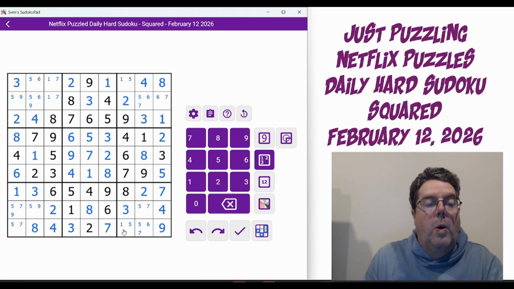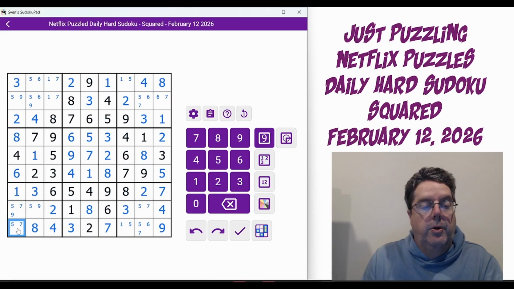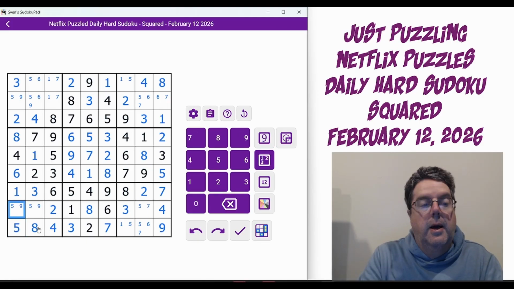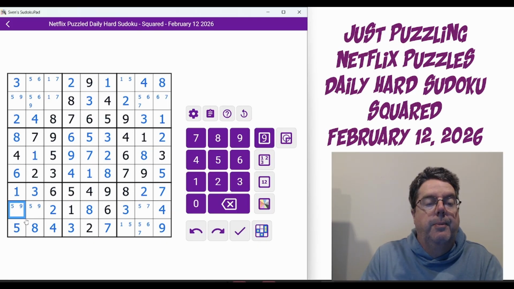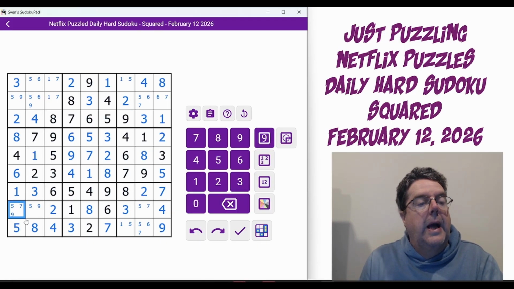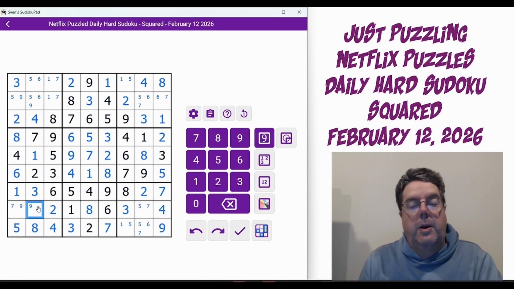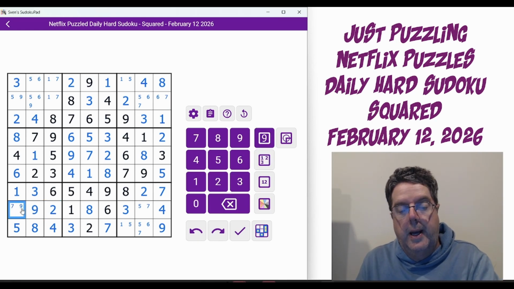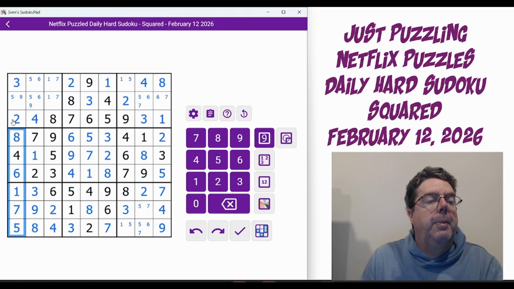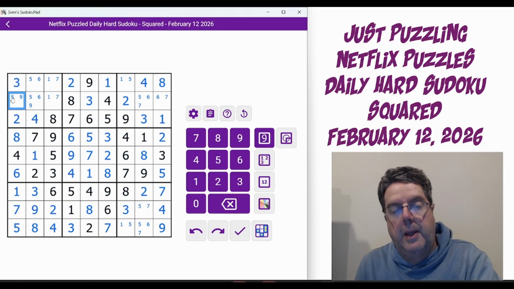5, 7, 1. So 6. So 7 can't be there. So this has got to be a 5. This can't be a 7 here. So, or a 5. No, sorry. I'll take that back. Can't be a 5. These two can't be a 5 there. Alright, so this is going to be a 9, leaving this to be a 7. Coming up here, this can't be a 5, so it must be a 9.